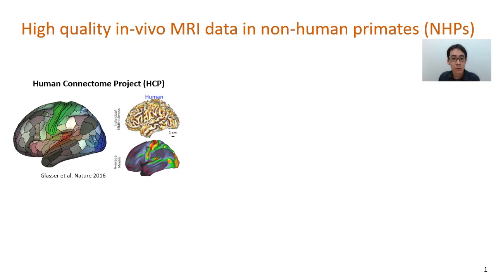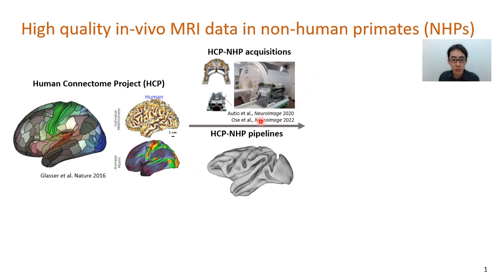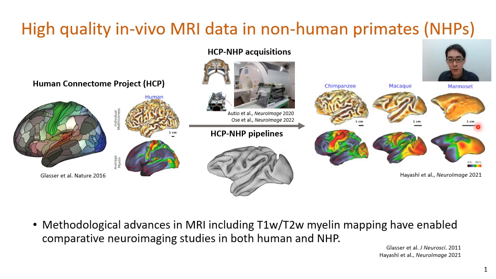First, let me introduce the background of my study. Recent methodological advances in MRI, particularly in the Human Connectome Project (HCP), allowed us to investigate in vivo cortical organization in humans in great detail. We have developed acquisition and analysis pipelines for non-human primates (NHP) that adapt HCP protocols and enable a fair comparative study across living primates. Indeed, T1-weighted by T2-weighted ratio mapping provided valuable insights into consistencies and differences in cortical microstructure across primate species.